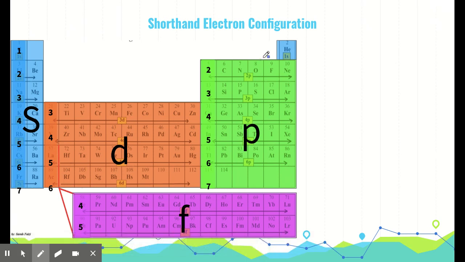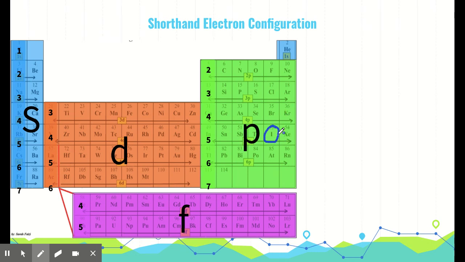Okay, so let's try this again. Let's say we're going with iodine again. So we want this one. I don't want to write all this out: 1s2, 2s2, 2p6, 3s2, 3p6, 4s2, 3d10, 4p6, 5s2, 4d10, 5p5. I don't want to do that. That's a lot. I want to do the shorthand version.